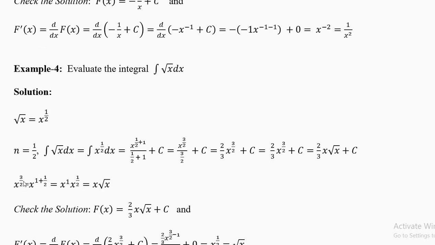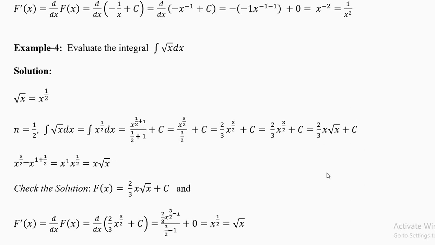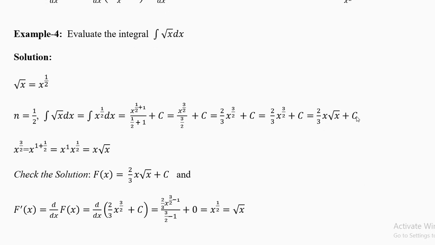Look here. 3 by 2 is 1 plus half. X power 1 into x power half. No need to write the power 1, just write x. And power half means root x. So this answer looks nice. So you should get up to this step in your answer, because in your multiple choice the answer will be given sometimes like this, sometimes like this. So do not get confused by the way your answer looks.